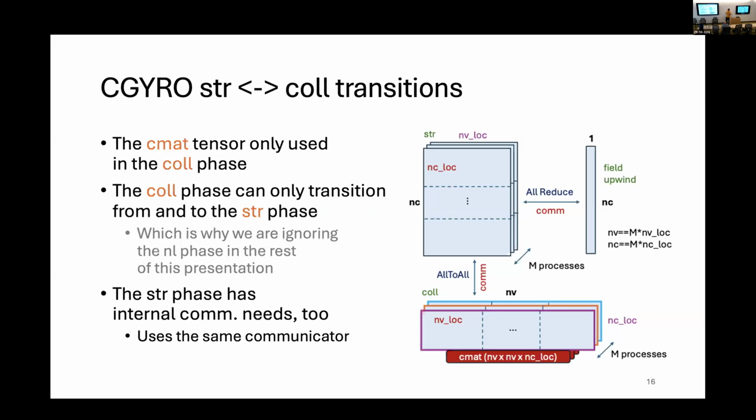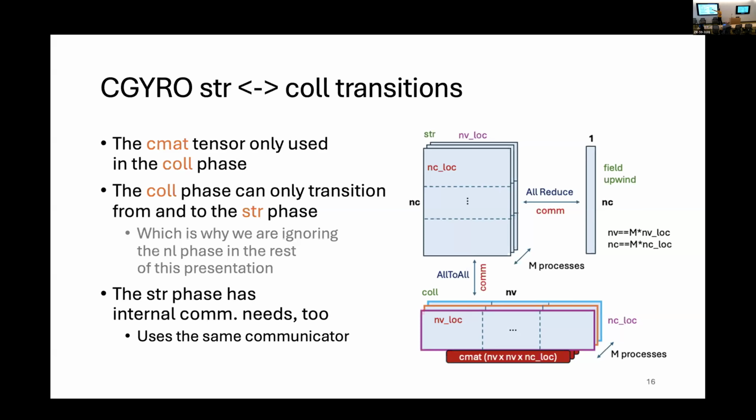Now, the part that I do want to worry about is this transition, right? Going from the streaming phase, which has the whole NC, into the collisional phase that needs the whole NV. This is essentially an all-to-all, back and forth, and different codes run in the two, but essentially the important part is how the memory is being transposed from one representation to the other.